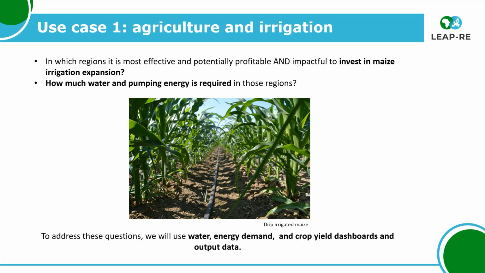To address these questions, we will use different dashboards, in particular the water and agriculture one, the energy demand one, and the crop yield one, to assess and try to answer these questions. Here in the picture, you can see an example of a drip irrigated maize field.